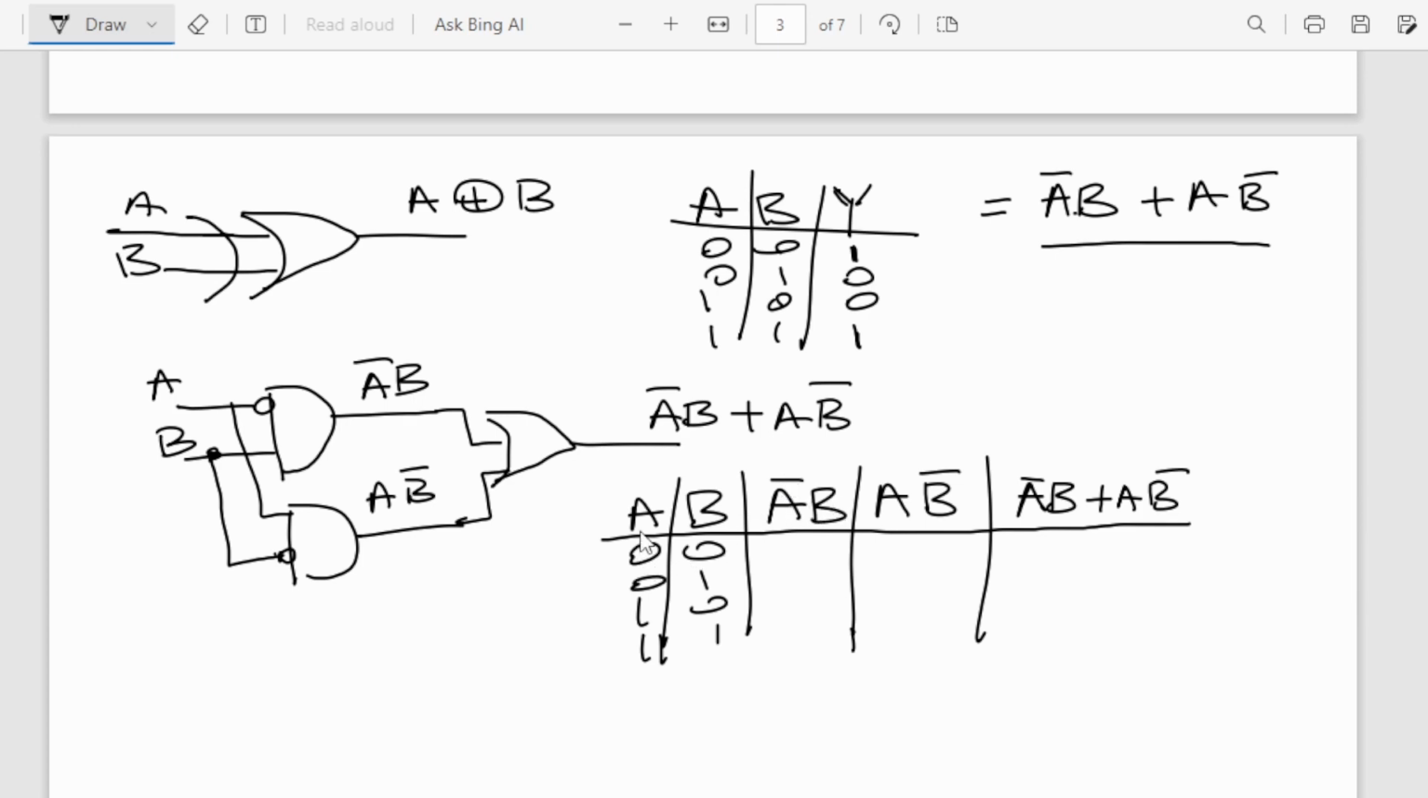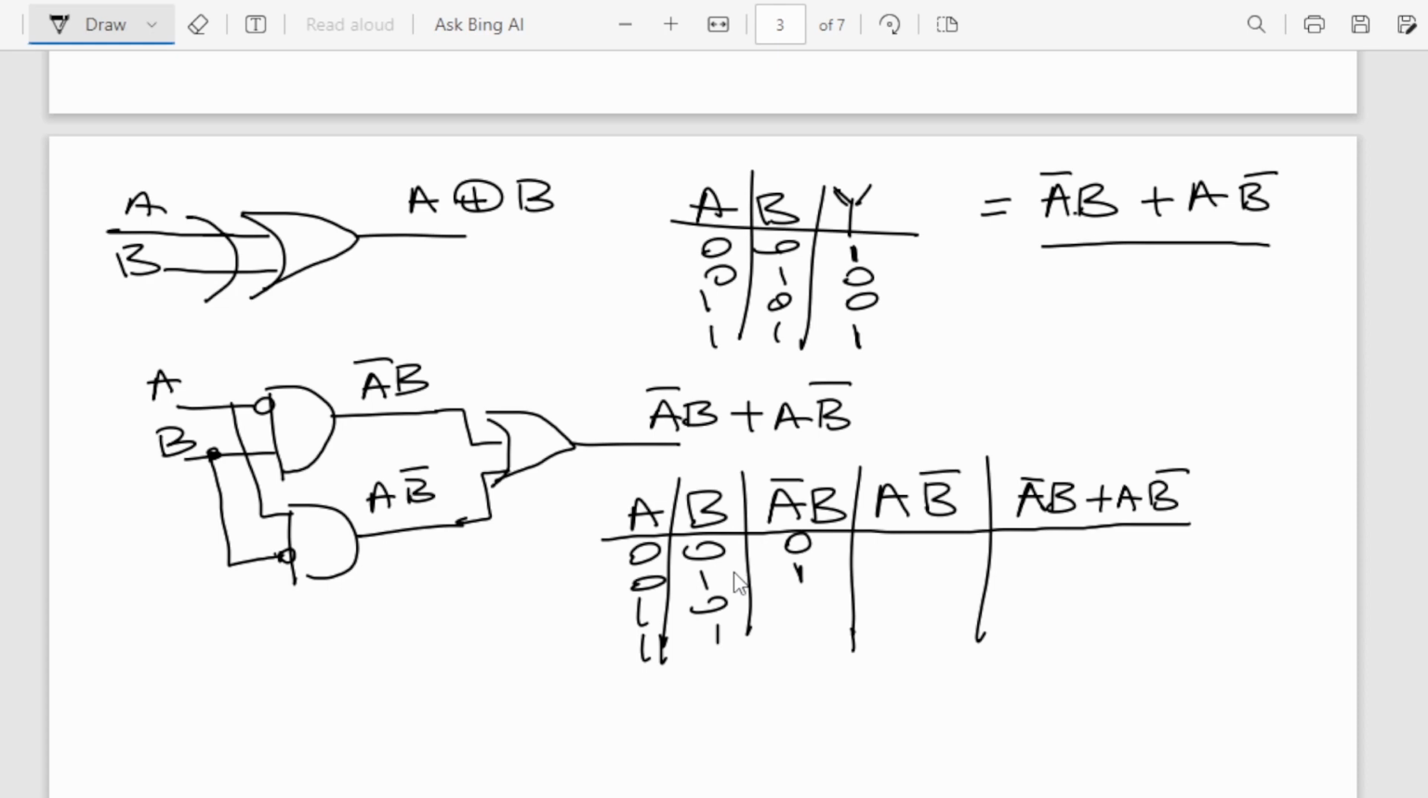So again, when A is 0, A bar is 1. Is B 1? No. When A is 0, A bar is 1. Yes? Now is B 1? So we are saying A bar is 1 here. A is 0, A bar is 1. B is 1, so we have a 1 right here. We have a 0 there. Then we're asking the question, when A is 1, A bar is 0. So we cannot have a high here. What about here? When A is 1, A bar is 0.